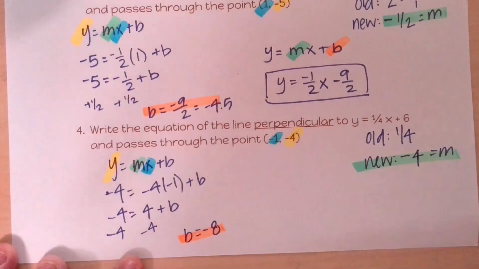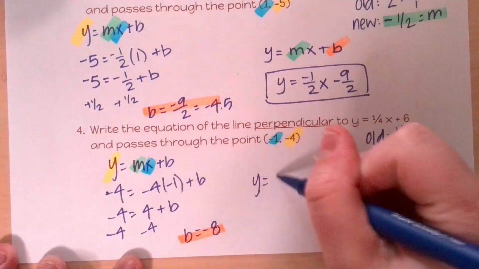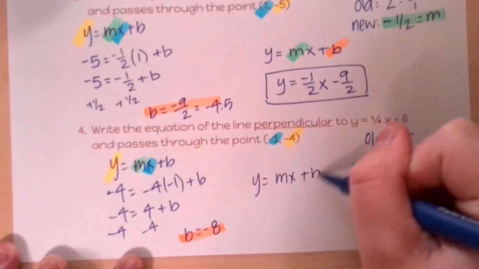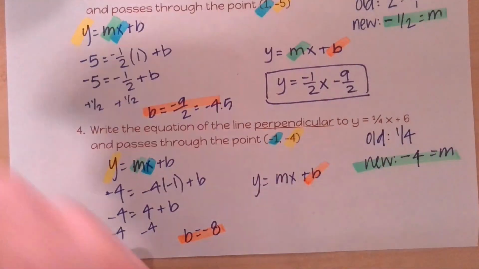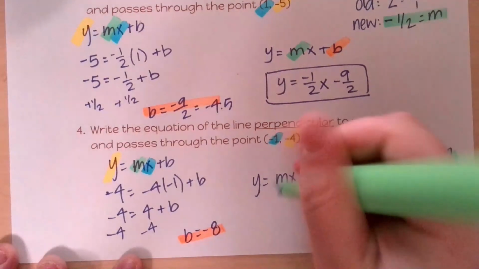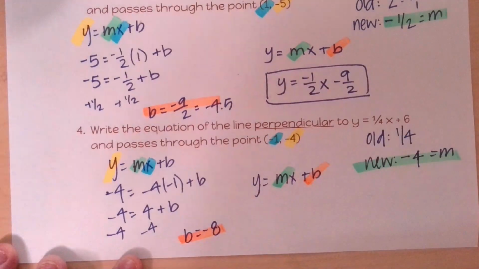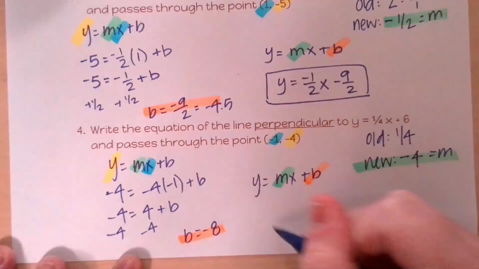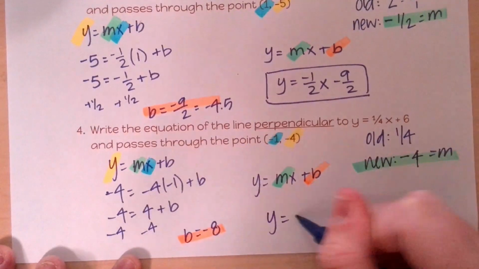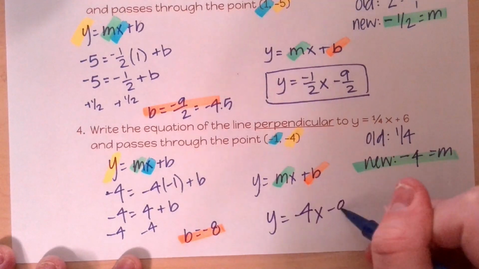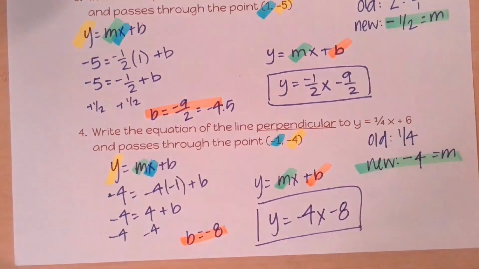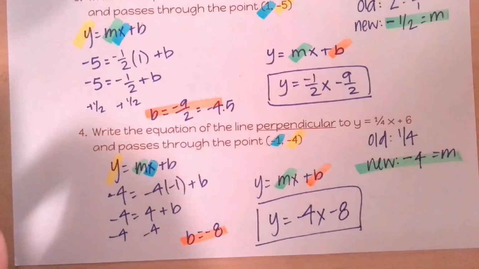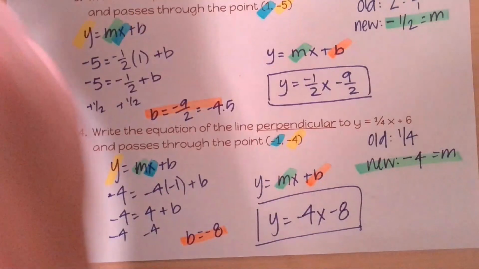All right, again, our last step. We're putting it all together to get our equation. So we have our b. We also know our new slope. All right, and when we put that together, we get y equals negative 4x minus 8. All right? So that is how you write the equations of parallel and perpendicular lines when you have been given an equation and a point.